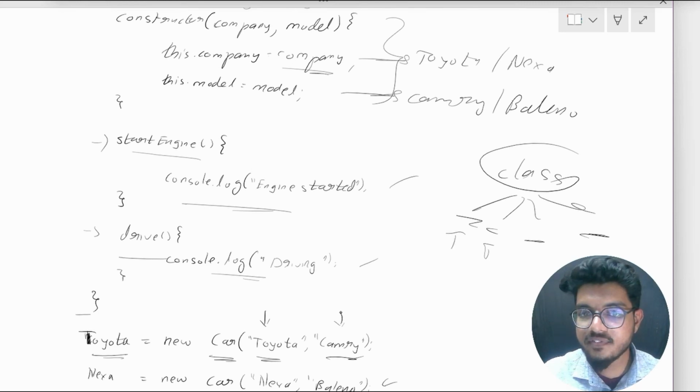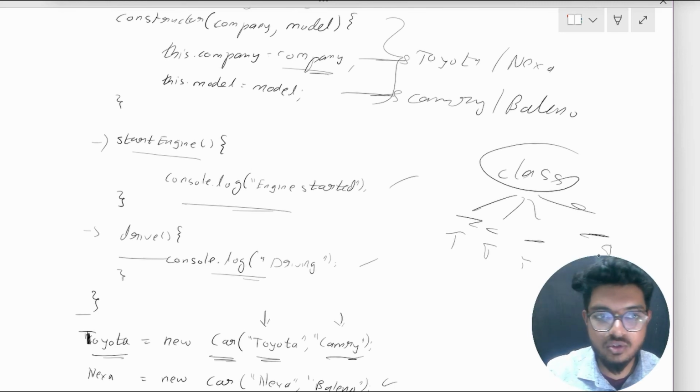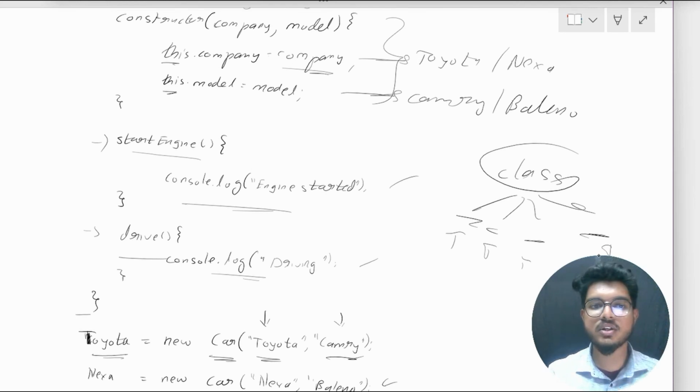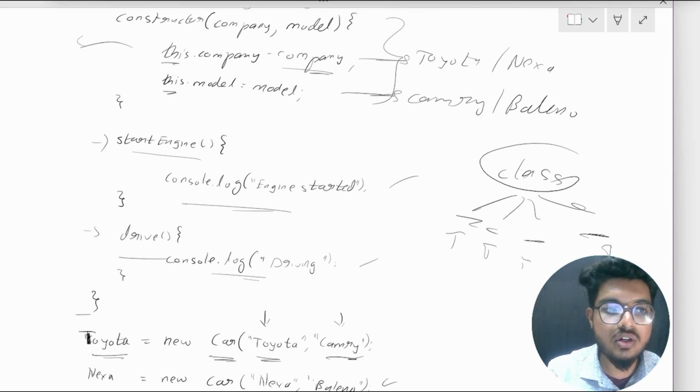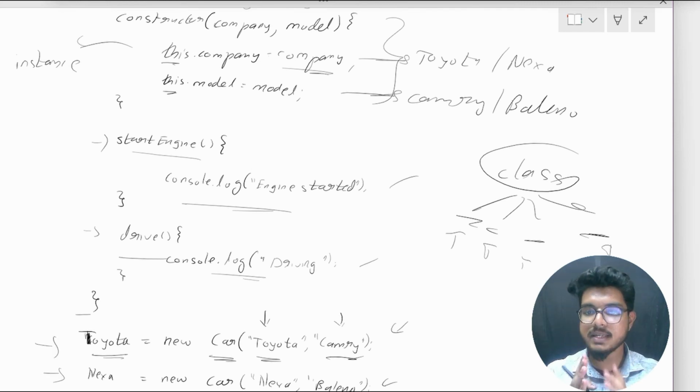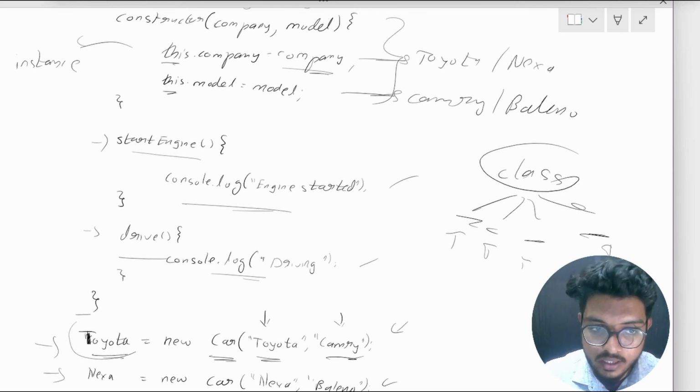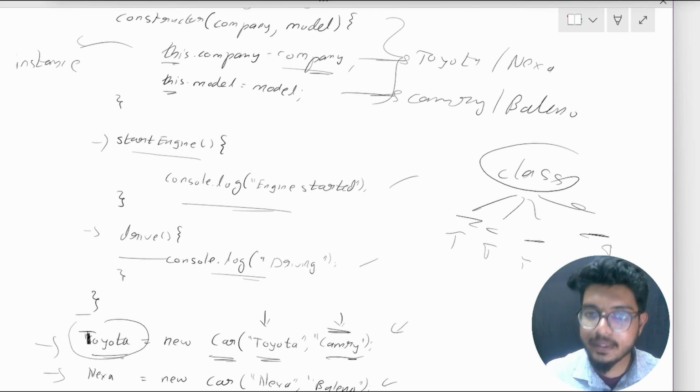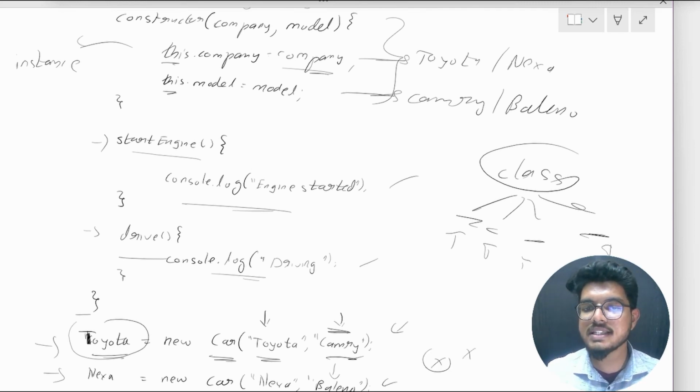To have these different values for the same class, you have to use this keyword, because this keyword allows you to add to that particular instance only. We are creating two different objects from the same class. Then how does your computer know that if you call this Toyota, it has to show the company name Camry only? If you call this Toyota and it shows Baleno, then your entire logic is wrong.